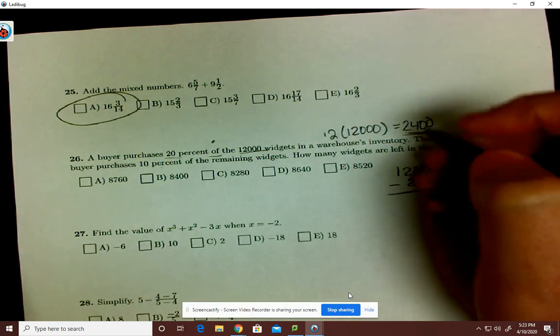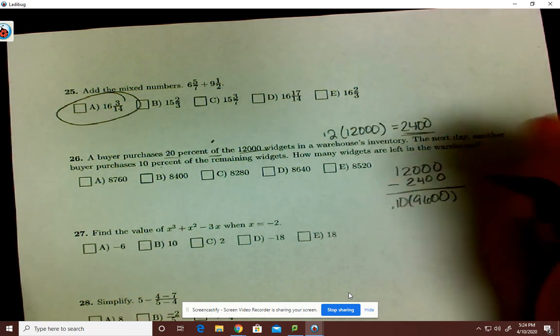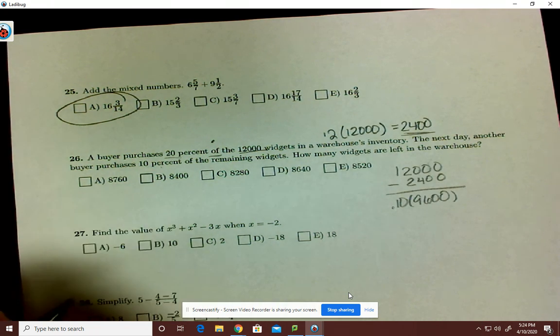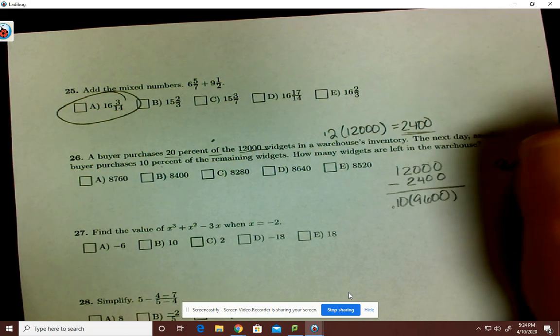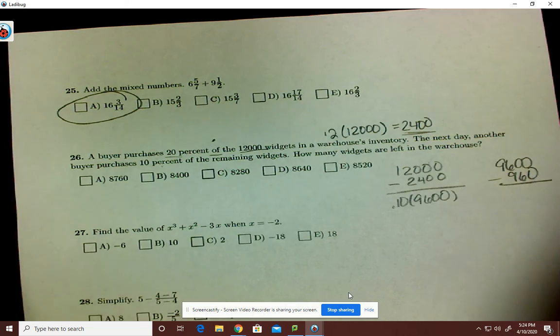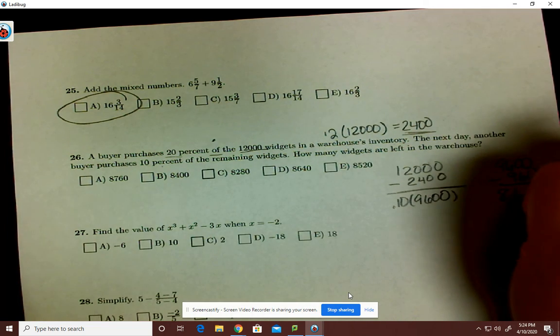So there's 9,600 left. Then somebody bought 10% of those, which is 960. So I take 9,600 minus 960, and that'll tell me what's left, which would be 8,640.